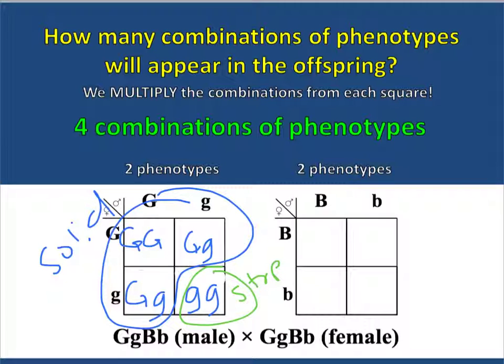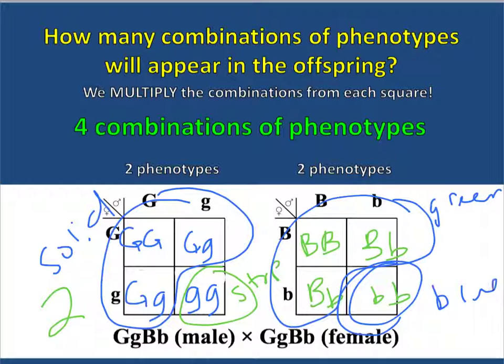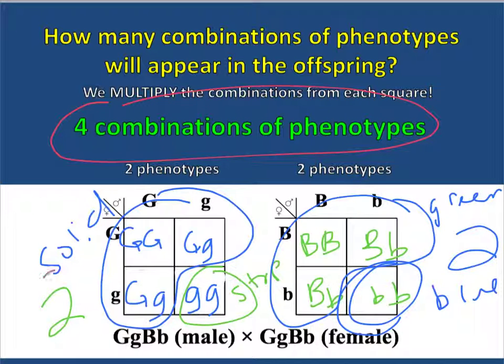So how many different phenotypes do you have? How many different looks do you have? You have 2. Crossing this box over here, these 3 have green eyes, and this one has blue. So how many different looks do you have? You have 2. Then you're going to multiply your 2 times 2, and you'll get 4 different combinations of phenotypes if you're multiplying your different kinds of looks.